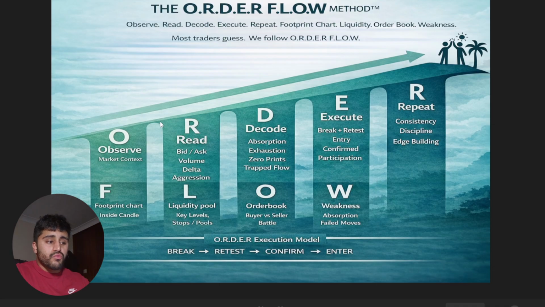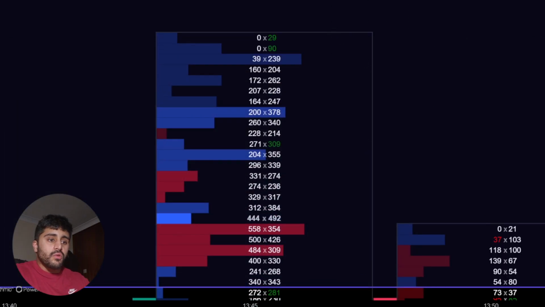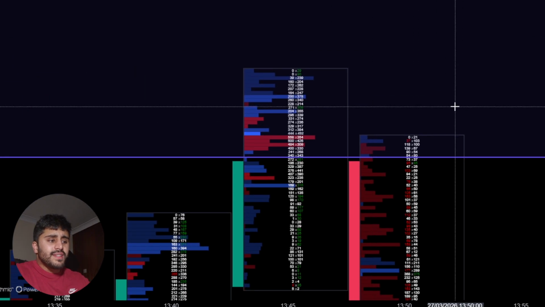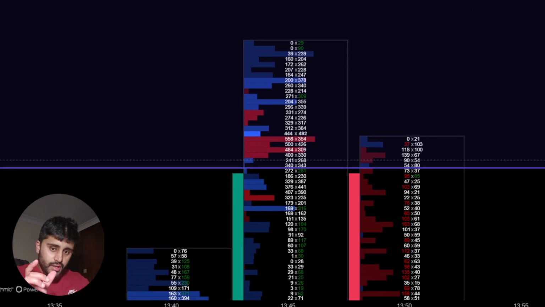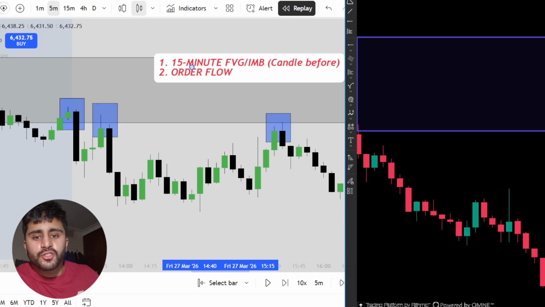So R is about reading, then we start decoding. Decoding allows you to execute. So we just want to understand what the decoding actually means. When I say decoding, you want to interpret this pretty literally, right? I'm going to break this down. What we want to do as traders is start decoding the market based on what it's telling us, not what we want to see.